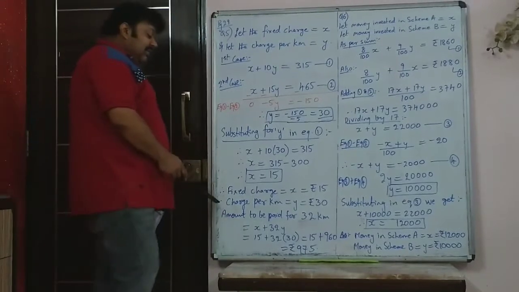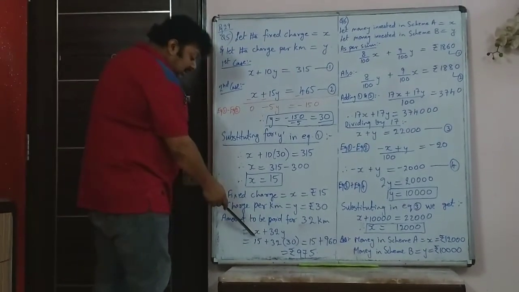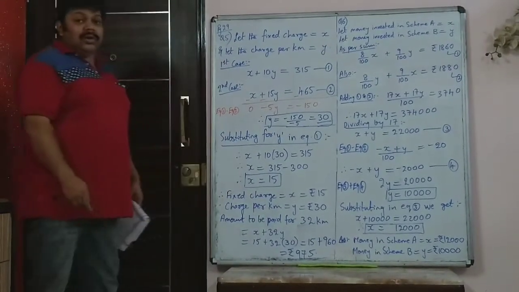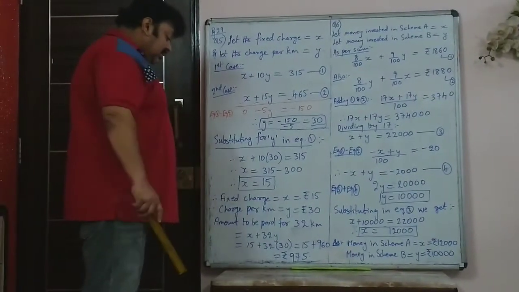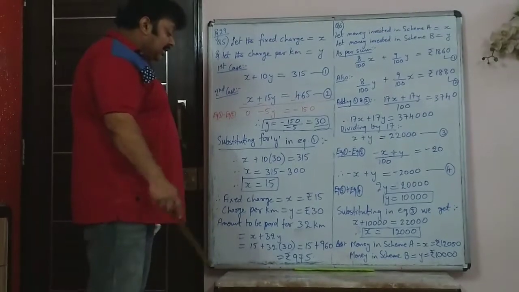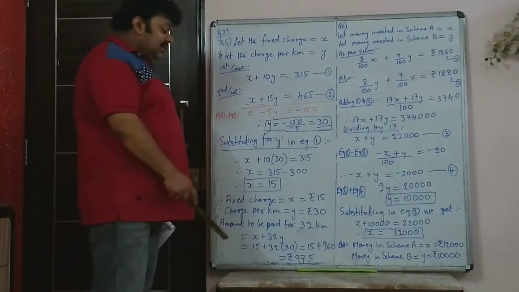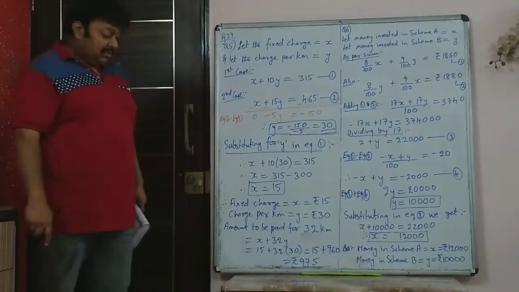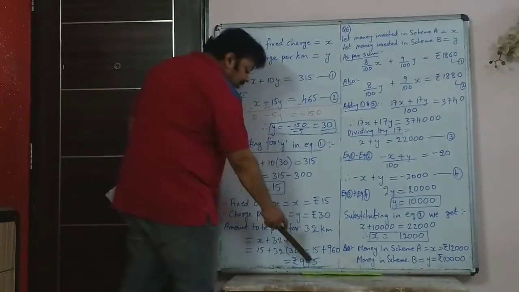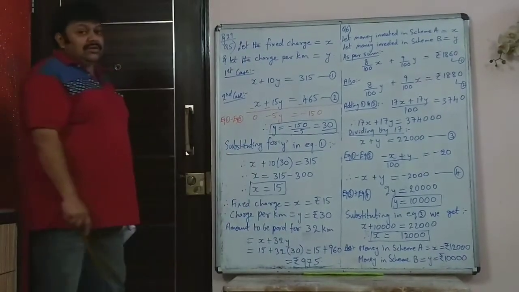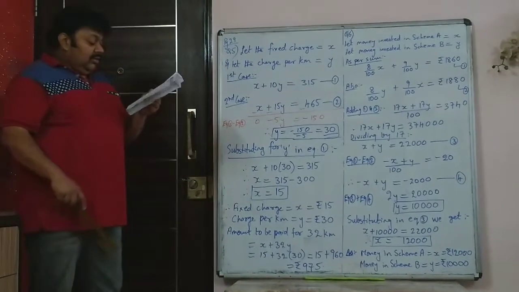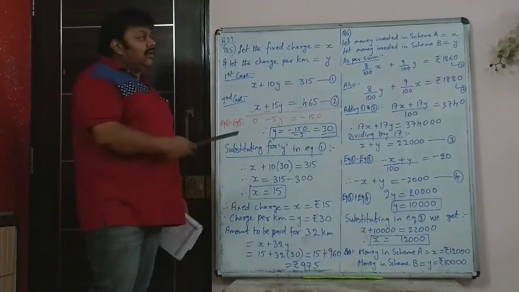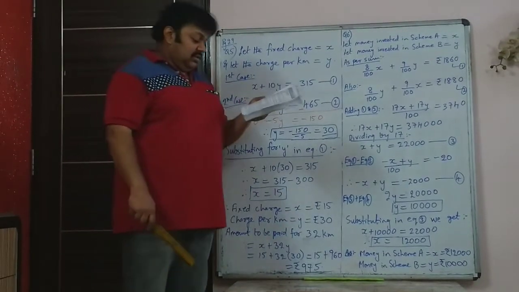So if the person is traveling 32 kilometers, then X plus 32 into Y. So he will pay 15 plus 32 into 30, that is 15 plus 960, so 975 rupees. Don't forget to put the rupee sign, don't leave it as 975. So that was sum number 5. Now next, we'll go on to sum number 6.